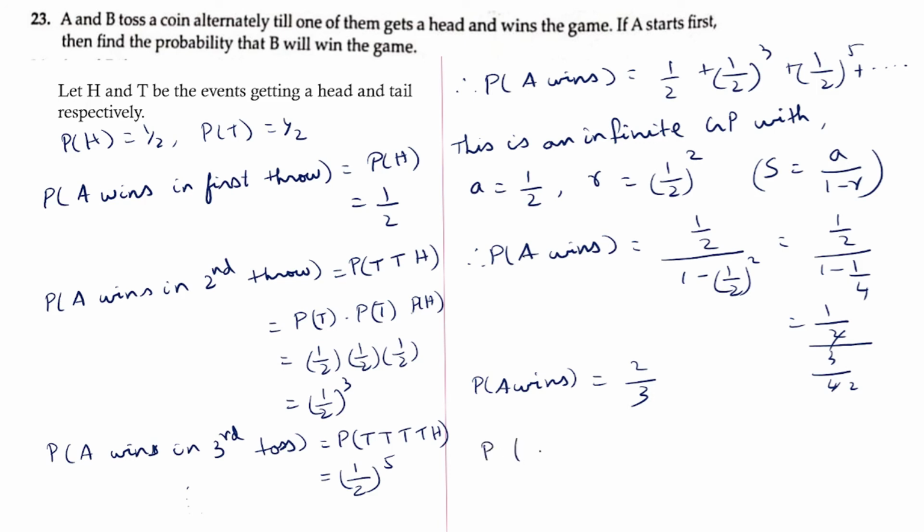Since A winning and B winning are mutually exclusive and exhaustive, the probability of B wins is equal to 1 minus the probability of A wins. So it is 1 minus 2 by 3, which is 1 by 3.